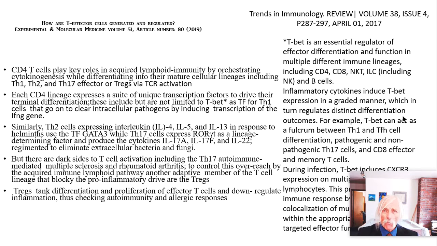And to control that overreach by those cells, by the acquired immune lymphoid pathway, another adaptive member of the T cell lineage that blocks the pro-inflammatory drive are the Tregs. So they T-regulate. That means they're going to suppress, as I said before, the Th lineages. Tregs tank differentiation and proliferation of effector T cells. Effector T cells are those Th cells. And they downregulate, because of that, inflammation, thus checking autoimmunity as well as many potential allergic responses.